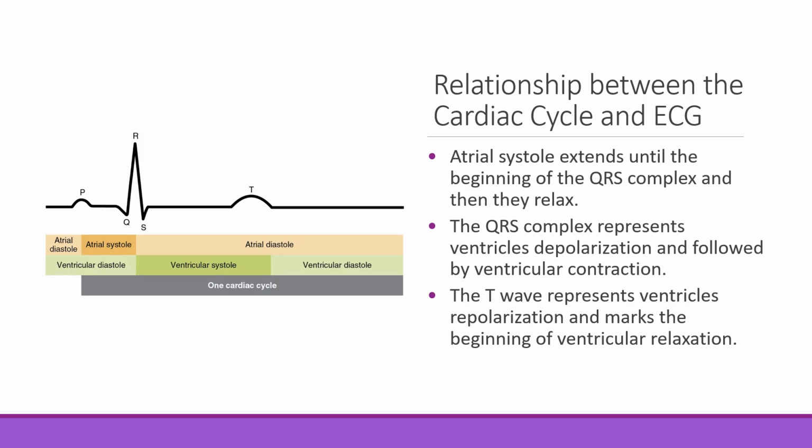The atrial systole is going to extend until the beginning of the big spike, the QRS complex, and then they relax during that process. The QRS complex is representing the ventricle depolarization, which is followed by ventricular contraction. We have to have a depolarization before we can have a contraction. And then the T wave at the end represents the ventricle repolarization and marks the beginning of the ventricular relaxation.